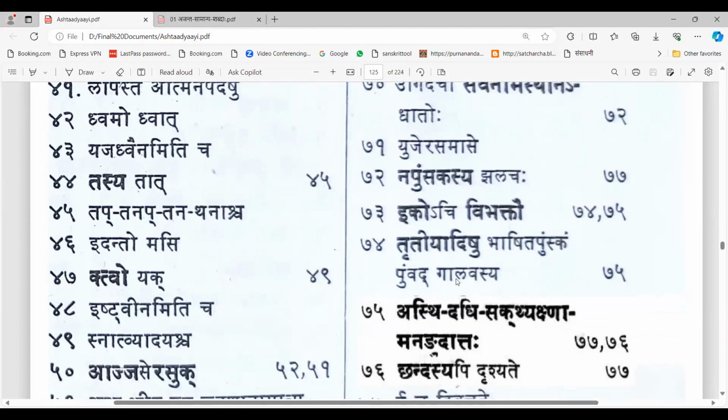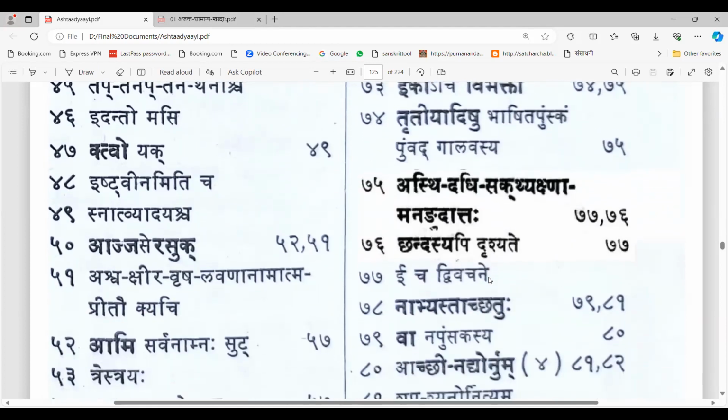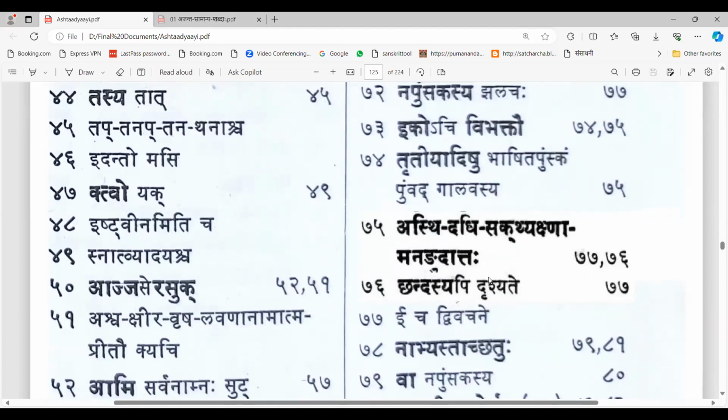Tritiya Adesha Bhashita Pumskam Pumbat Gavalasya. The sutra, we have seen already. Now for Dhatra Shabda, we will see the sutra. The next sutra is 7.1.75. Asti, Dadi, Sakti, then Akshi. Etesham, Akshnam, Anang Udataha, Anangadeshaha Bhavati. By that sutra, for what? Napumsaka is coming as Anuvritti. Napumsakasya 7.1.72, Napumsakasya Jalachaha. From that, Napumsaka is coming as Anuvritti.